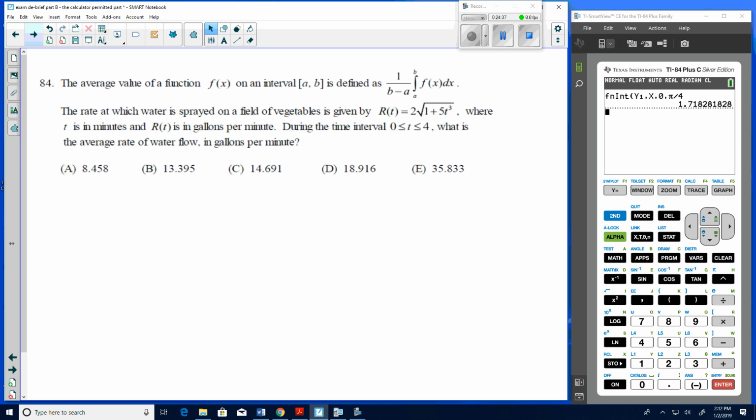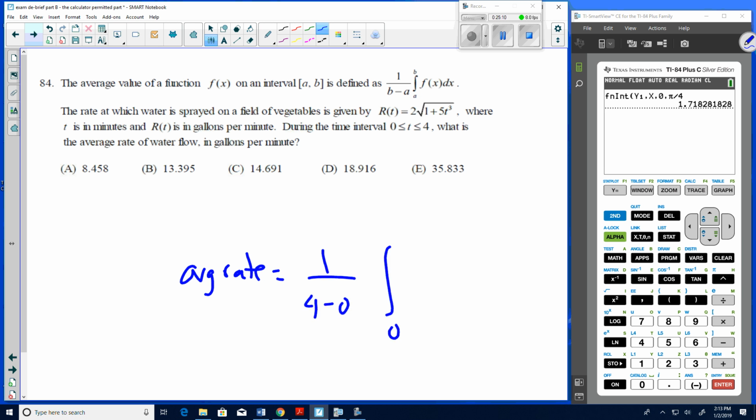84, this one screams calculator. The average value of a function on an interval is defined as follows. The rate at which water is sprayed onto a field of vegetables is given by this function R. What is the average rate of water flow in gallons per minute? Okay, so again, we're just using the formula as given: 1 over b minus a. So here's our average. Average rate is going to be 1 over 4 minus 0 times the integral from 0 to 4 of the rate.